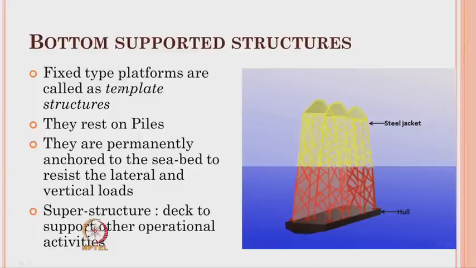Now, the fixed type platforms are also called in the literature template structures. They rest on the piles, they are permanently anchored to the seabed to resist the lateral and the vertical loads. You can very well understand here, the vertical loads come from the top side of the derricks and other mechanical equipments and the self weight of the platform. The lateral loads come from various sources. For example, it can be from the waves, it can be from the tides and current, it can be from the seismic forces or earthquakes, can also be from the aerodynamic aspects, that is from the wind.